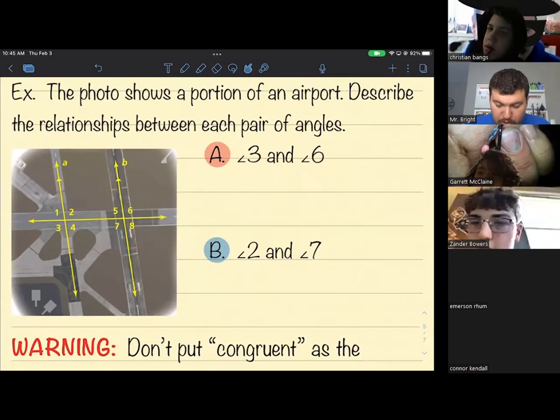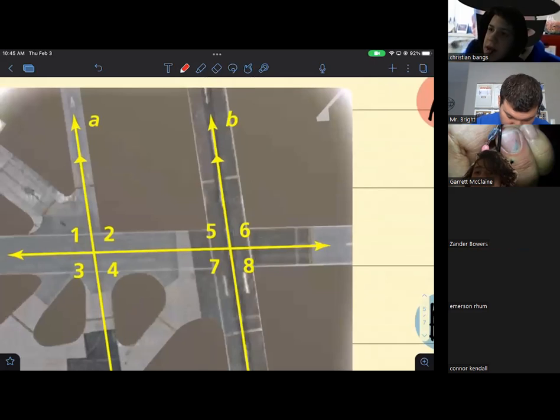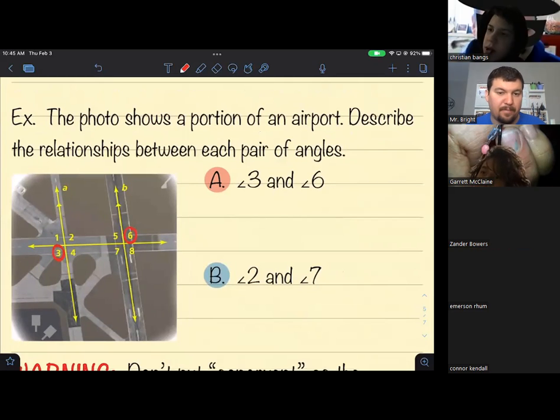The photo shows a portion of an airport. Describe the relationship between each pair of angles. We've got angle 3 and angle 6. I'm going to highlight them here for you. Angle 3 and angle 6. Deegan Schoaf, can you tell me if those angles are supplementary, vertical, corresponding, alternate interior, or alternate exterior? Alternate exterior. That's correct. Nice job.